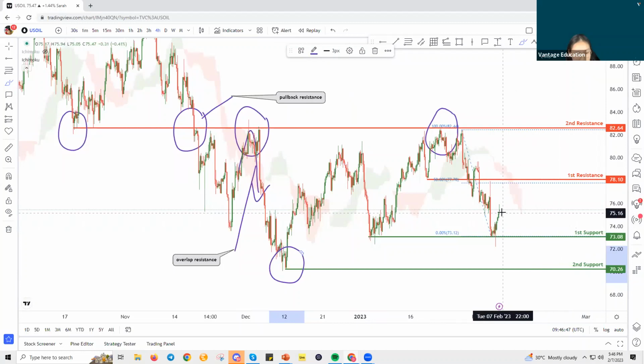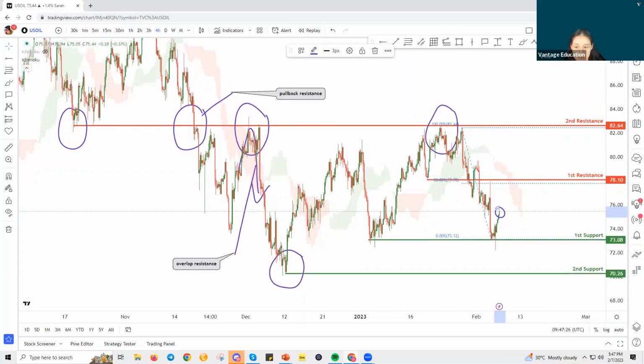And why? Because price is still currently over here. So it will only reach this second support once it breaks this first support. So I would wait for price to break through the first support before going in for a sell towards the second. Okay. I hope that makes things clearer.